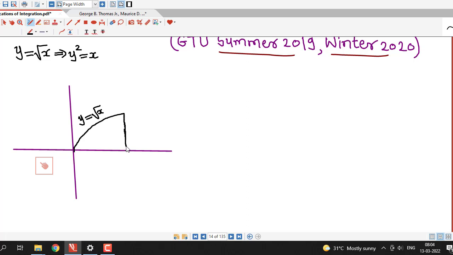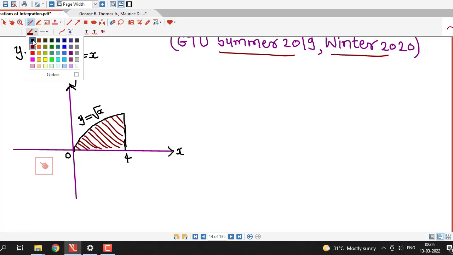Suppose this distance is 4. So we have x equal to 4 here, x equal to 0. This is the x-axis, it is the axis of rotation, and this is the y-axis. Now we are asked to find out the volume of the solid when this plane region, which I have shaded by these lines, is rotated about the x-axis.